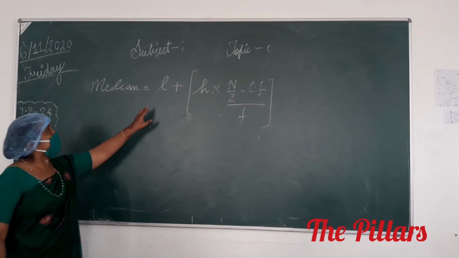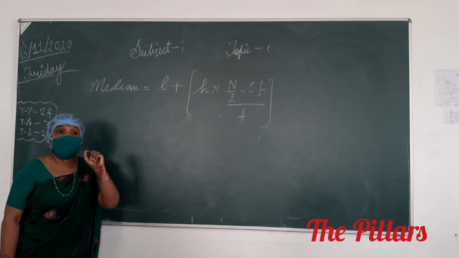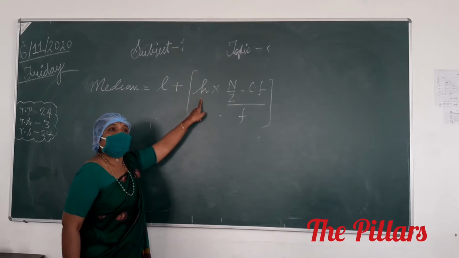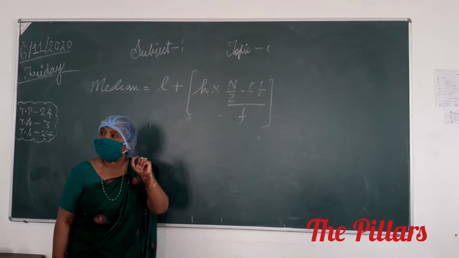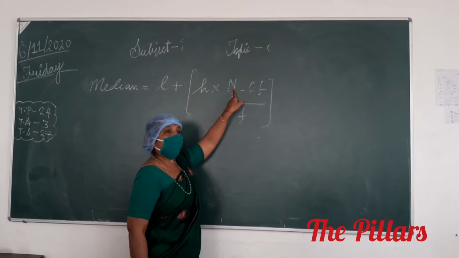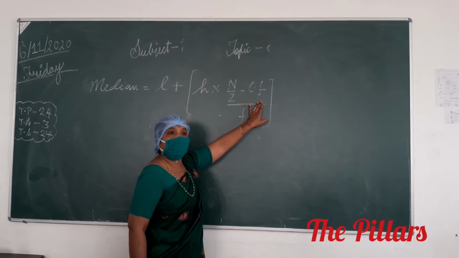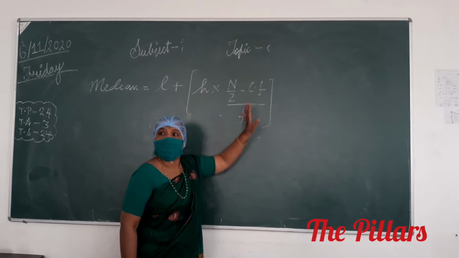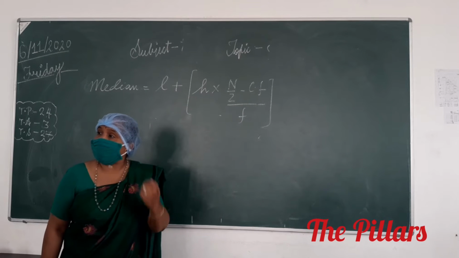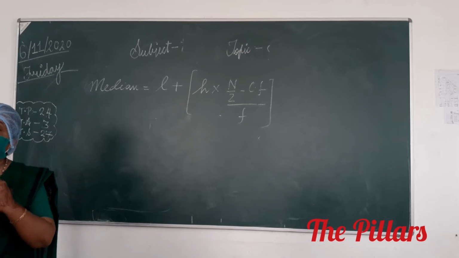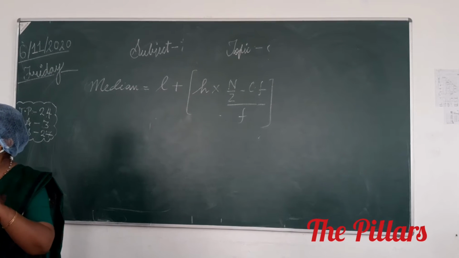What does this L stand for, children? Of the median class. H is what? Class size of the median class. What is N? Sum of frequency. What is your cumulative, the CF? Of the preceding class. What is F? Frequency of the median class. If you know, you can do.